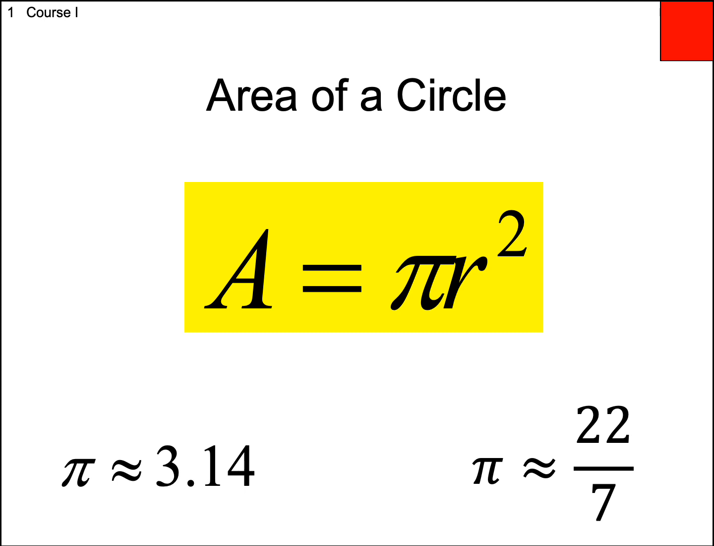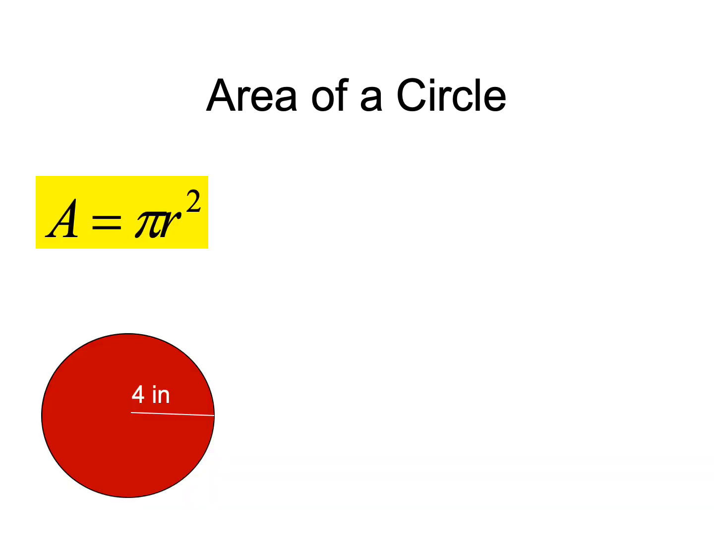Okay, so how do you use this formula? Well, you just need one variable. You just need the radius. All right, so there's a circle. The radius is listed as 4 inches. So how do you use this? Well, you plug 4 into the formula for the variable r, the radius.